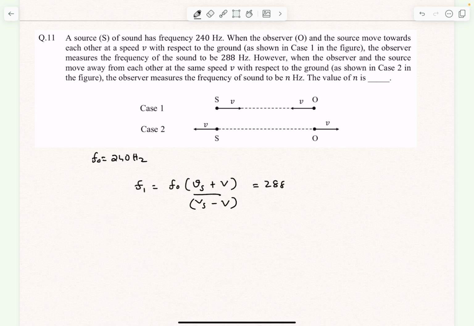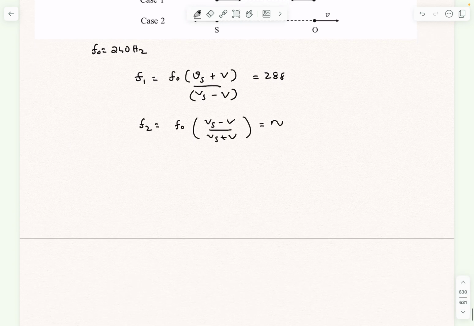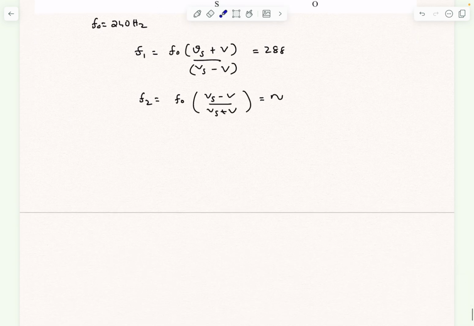And in the second case, they are given to move away from each other. So in this case, the apparent frequency is going to be F0 times (Vs minus V) divided by (Vs plus V). And this is given to be n hertz. So now we can just multiply these two equations. So these two terms cancel out. So we get F0 squared, which is 240 times 240, divided by 288, turns out to be n. 288 is 144 times 2. So 144 is 12 into 12. So this becomes 20. This is also 20. So the answer is going to be 200. So n is actually 200 hertz.